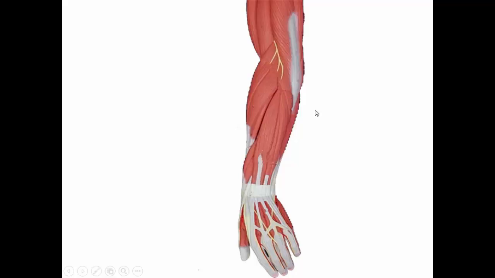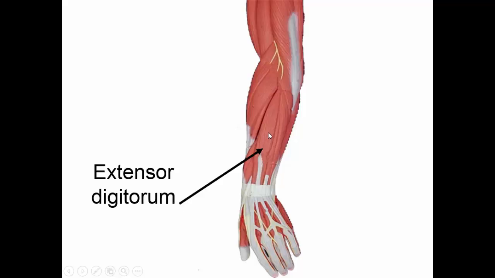We are now looking at the posterior side of the arm. All of these muscles are going to have to be extensors. Again, to orient yourself, find the tendons that come from the fingers and follow them up to this central muscle. This is the extensor digitorum.